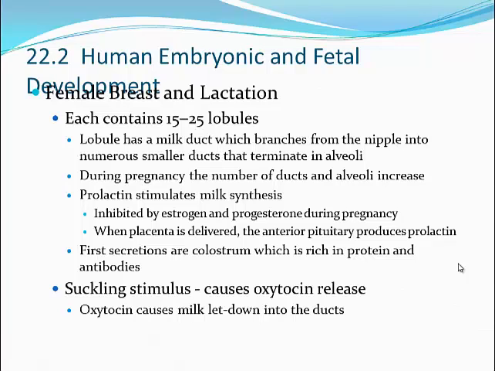A hormone known as prolactin stimulates milk synthesis. It also inhibits the production of estrogen and progesterone. When the placenta is delivered, the anterior pituitary begins to produce prolactin. However, this generally takes a few days. The first secretions are known as colostrum, which is thin and watery, but rich in protein and antibodies. Continued milk production requires a suckling child. The suckling stimulus causes oxytocin to be released. Oxytocin causes milk letdown into the ducts.